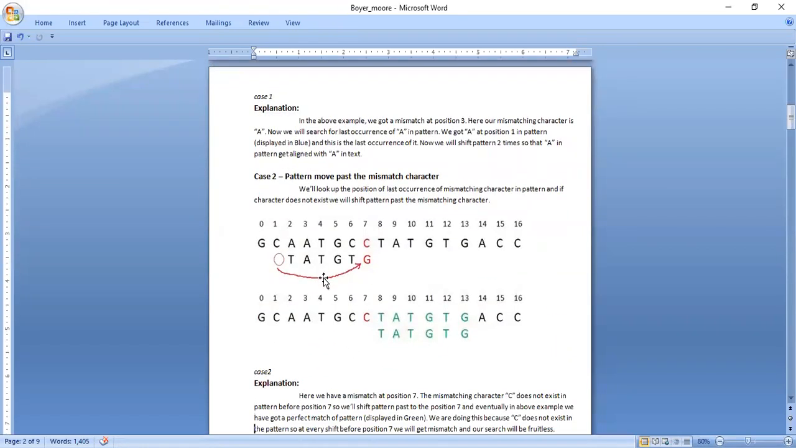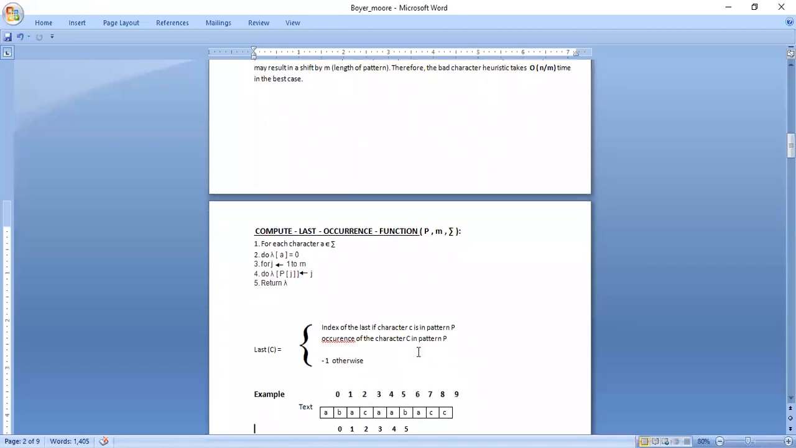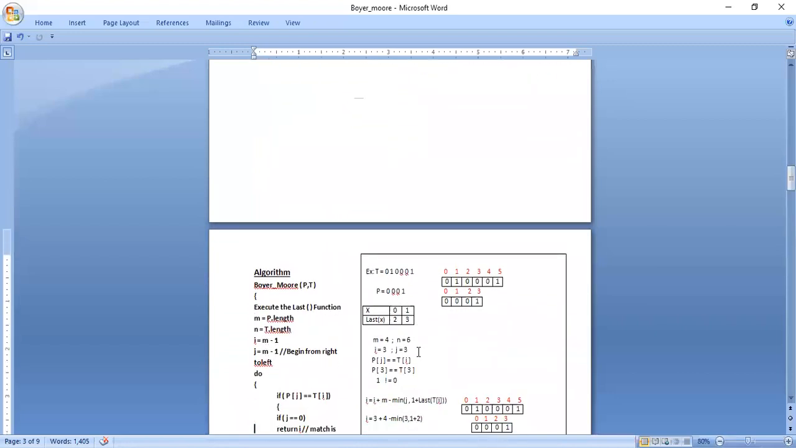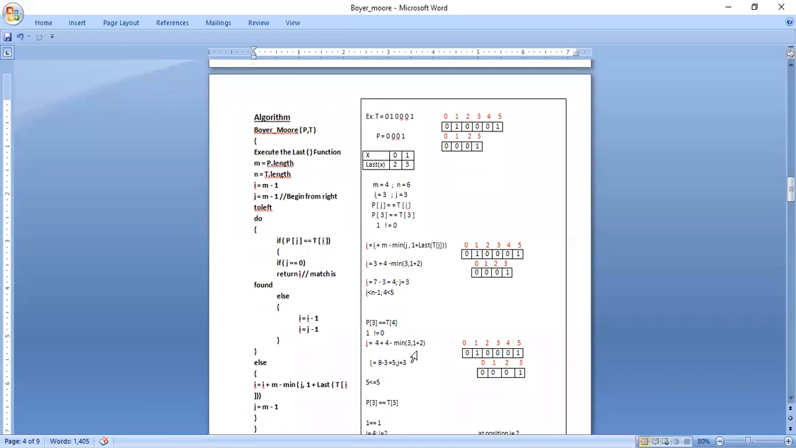In the second example you have seen, as my C was not matched and does not exist in the pattern, we totally passed that character and tried to match. And now we have seen the algorithm, how to evaluate the last function, and we have implemented one simple example by using the algorithm also.